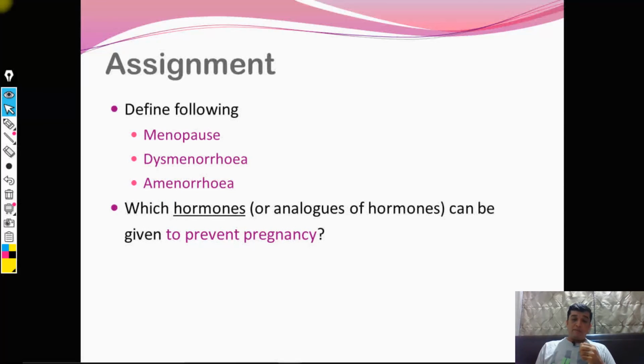Which hormones, or analogs of hormones, can be given to prevent pregnancy, that is contraception, what you call contraceptive pills? You need to identify the hormones that we have discussed that could be used as contraceptive hormones, and second, if you can also find analogs of these hormones, that could be very important and very helpful for your further knowledge of pharmacology.